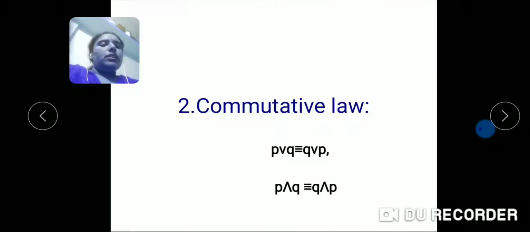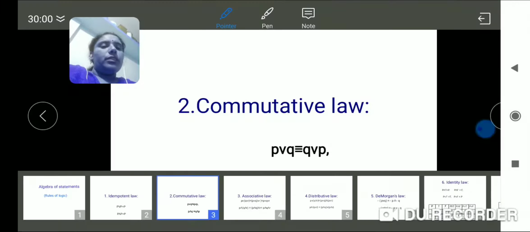Next, second law is commutative law, that is P or Q is logically equivalent to Q or P. P and Q is logically equivalent to Q and P. Here we have to change the position of the statements P and Q. Here Q and P, the value of result is same. This is said to be commutative law.